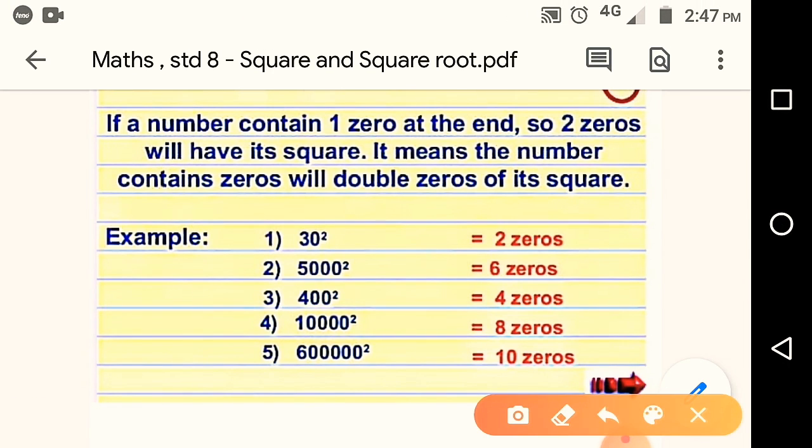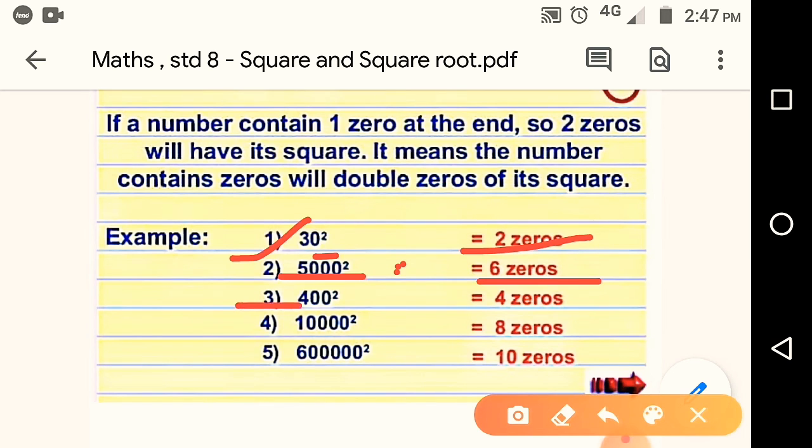If a number contains one zero at the end, suppose in the question one zero is there, then in the answer there will be two zeros, because we are doing a square, we multiply two times, right. So whatever answer comes, at its end there will be two zeros. If you multiply this 5000 two times, how many zeros are here? Total 3 zeros. So how many zeros will come in the answer? Total 6 zeros, because you are multiplying 5000 two times. So the zeros also get doubled. You have to double them. However many zeros are in the question, in the answer they will get doubled.